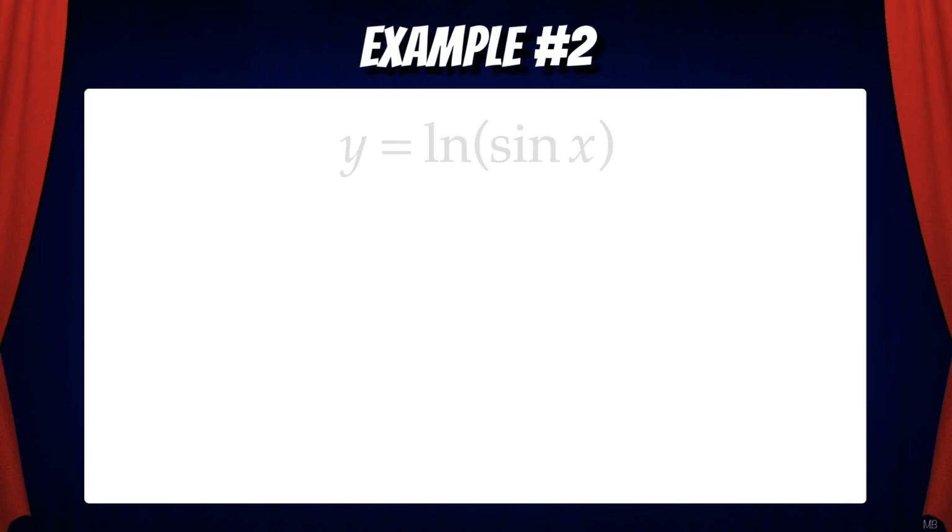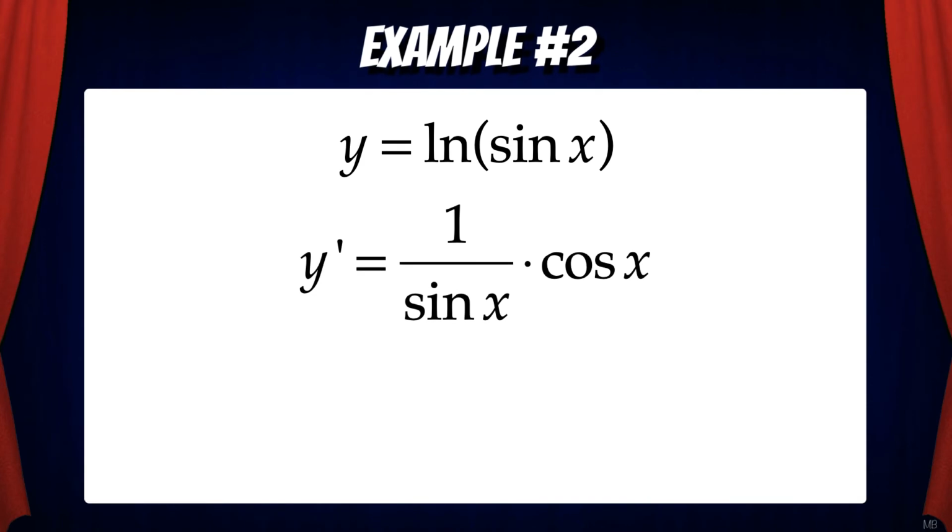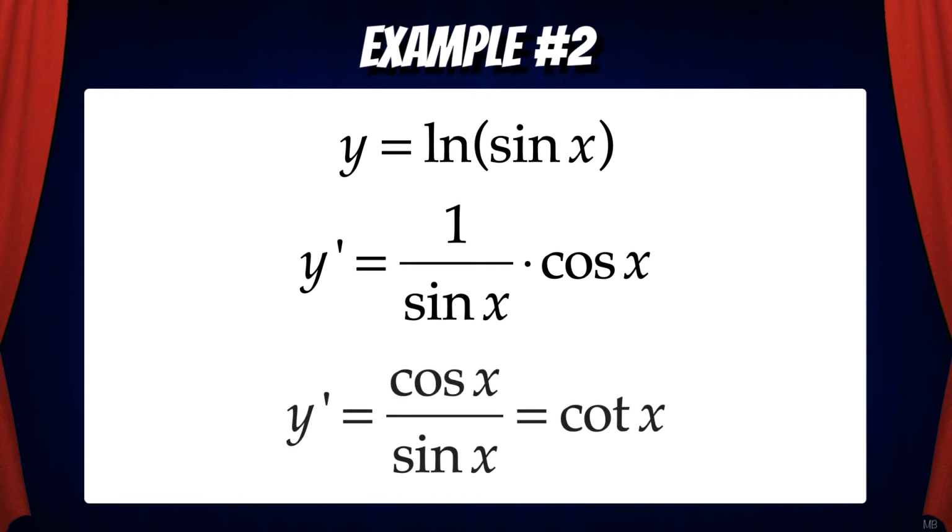Here's another example. Suppose y equals ln of sine x. The derivative is 1 over sine x times the derivative of sine x, which is cosine x. That means y prime equals cosine x over sine x, which is equivalent to cotangent of x.